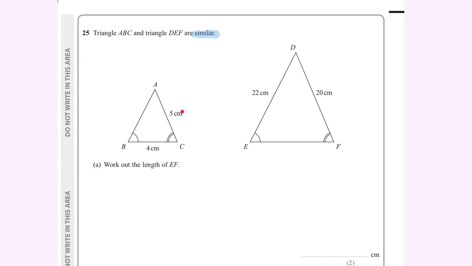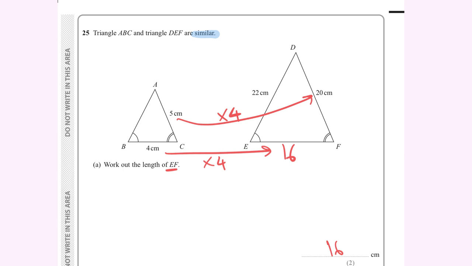So if this is 5 and this is 20, to get from 5 to 20, you multiply that by 4. Right? Times that by 4. So to get E to F, which is what it asked for, I hadn't even read that was the question yet, we just need to times this length by 4, and we're going to get 16 centimetres. Alright?